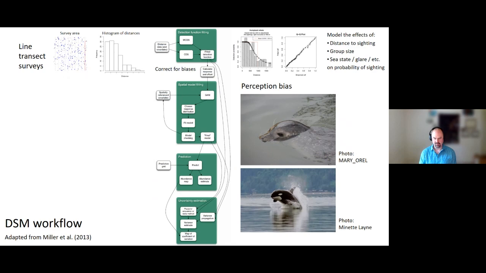And the other classic bias that we try and correct for is often called perception bias. And this is no matter how hard you try and see an animal, even when it's directly on the track line, it's just too hard to see. And so you only end up detecting it some of the time. So here I'm just showing a couple of pictures where perhaps the seal might be hard to see from a ship as compared to a large cetacean like an orca.